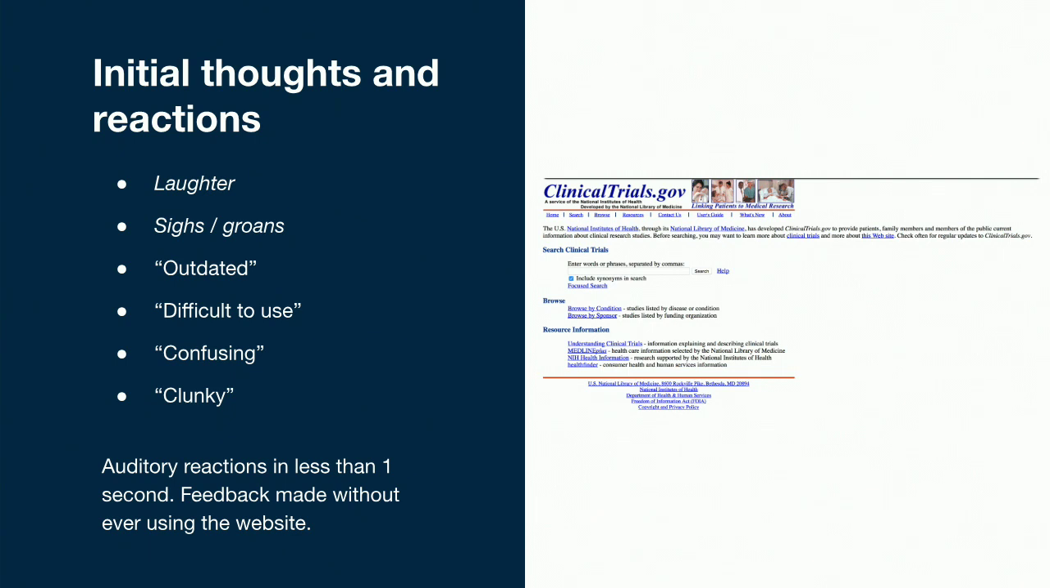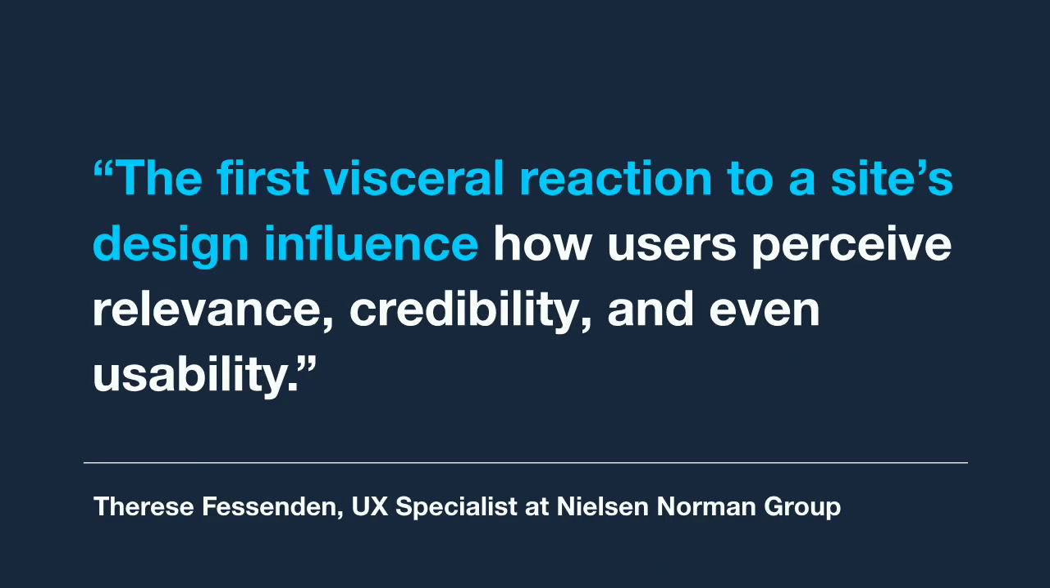And then when I ask people about their first impression of the site, a lot of assumptions are based on the functionality of the site without ever even touching it. So things like it's difficult to use, or it's clunky, it's confusing, and they've never touched the interface at all. And this is because our first visceral reactions to a site design impact how we perceive the relevance of it, how we perceive the credibility of it, and even the usability. So how something looks is just as important as how something functions. And if you're aware of this concept, you can design for more effective digital products.